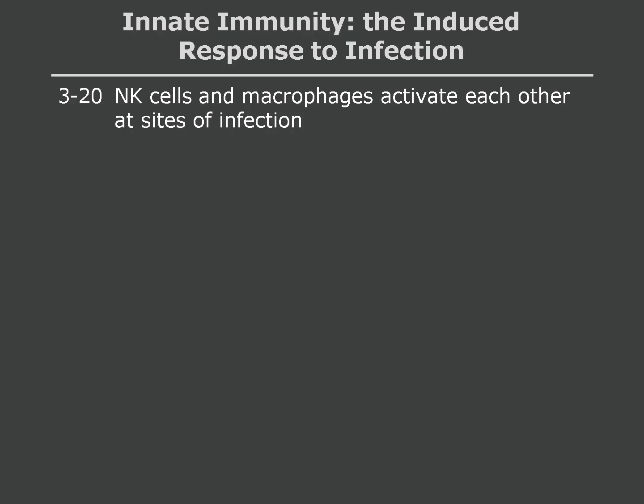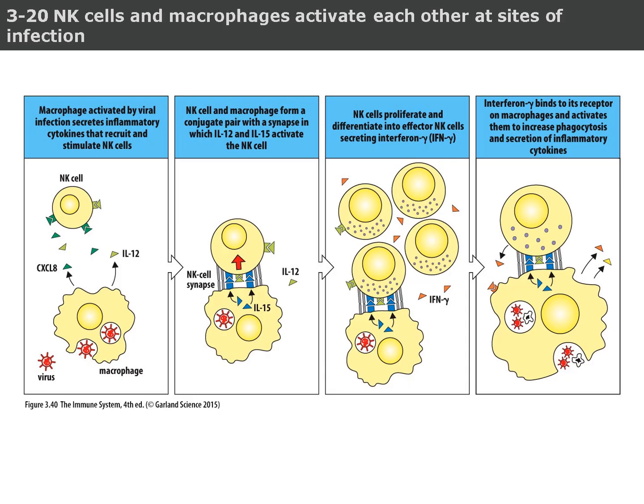NK cells and macrophages activate each other at sites of infection. This figure shows how natural killer cells and macrophages activate each other at the site of a viral infection. When a macrophage becomes infected by a virus, it begins to secrete signaling molecules such as the chemokine CXC motif ligand 8 and the cytokine interleukin 12. These molecules attract and stimulate natural killer cells.